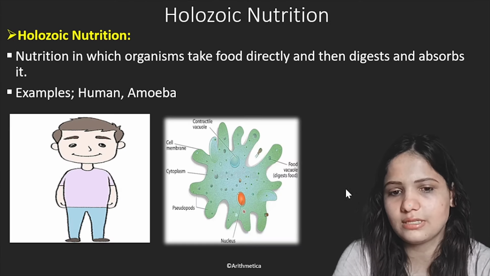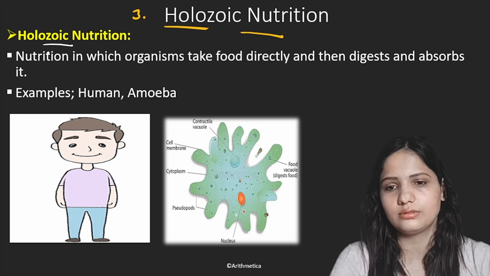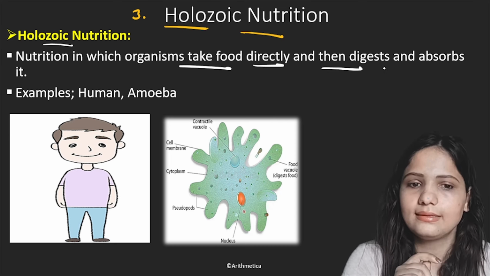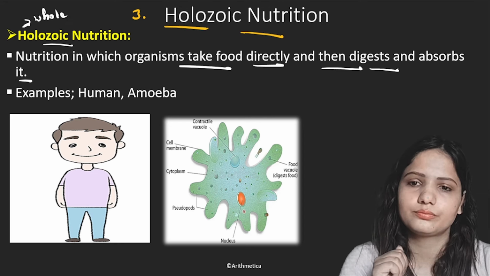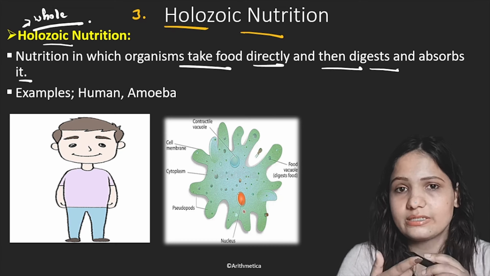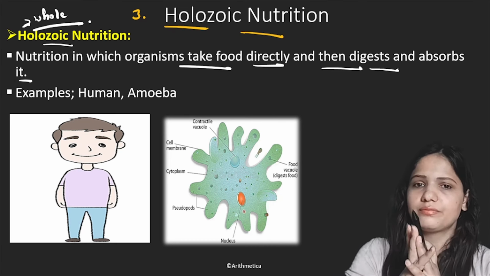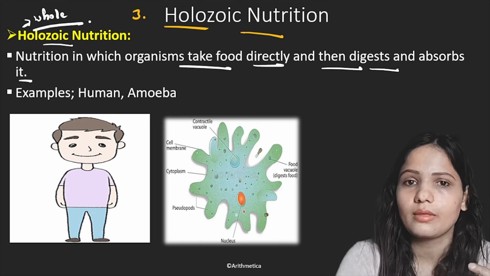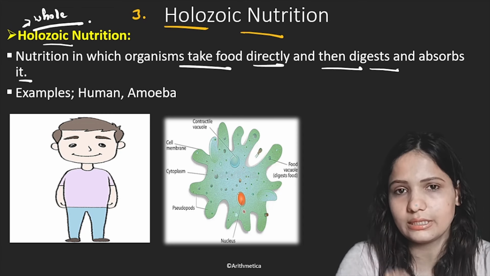Okay, next we have the holozoic mode of nutrition. In the holozoic mode of nutrition, if we see the definition first, it is the nutrition in which organisms take food directly and then digest and absorb it. Holo means whole. They take up whole food, and then the process of digestion and absorption happens inside the body. In the holozoic mode of nutrition, the organism takes up whole food and then digests and absorbs it inside the body. This mode of nutrition is seen in humans.